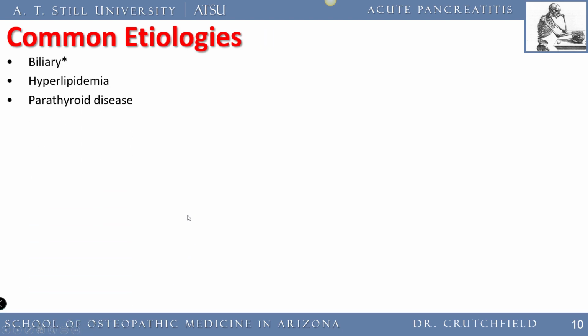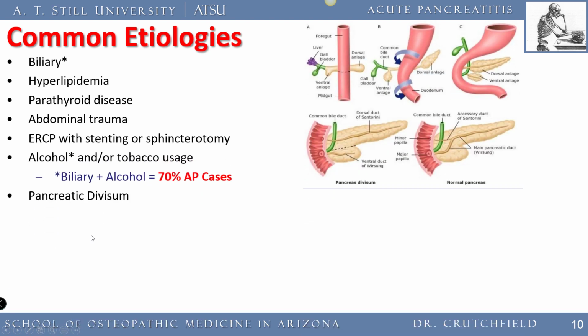So there are a lot of reasons and a lot of etiologies for pancreatitis. Most common cause is biliary, meaning a gallstone and gallstone pancreatitis, and alcoholism accounts for 70% of acute pancreatitis cases. So biliary and booze. Hyperlipidemia can cause it. Parathyroid disease we've mentioned. Abdominal trauma, hitting your belly on the steering wheel and crushing your pancreas, or the little kid that hits his pancreas on the handlebars and ends up with a fractured pancreas.